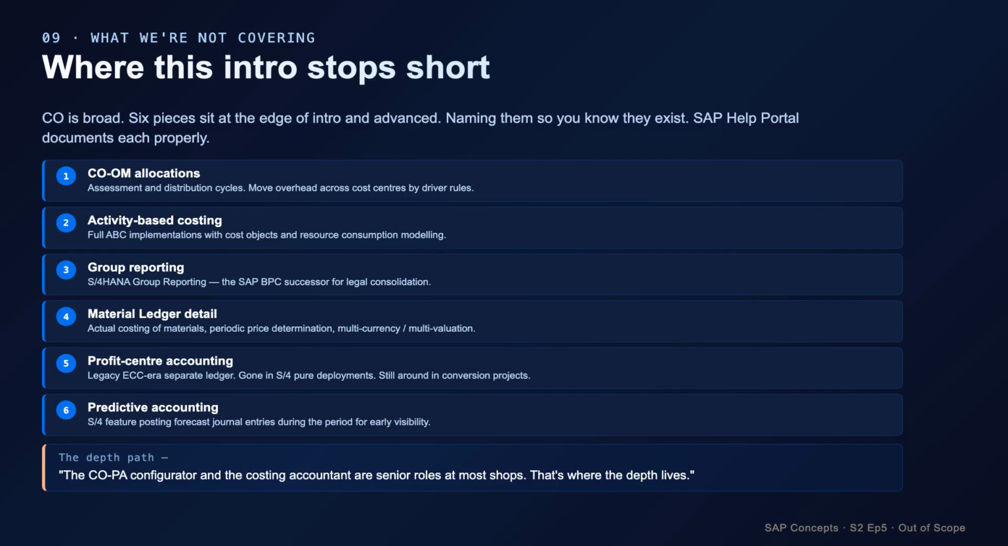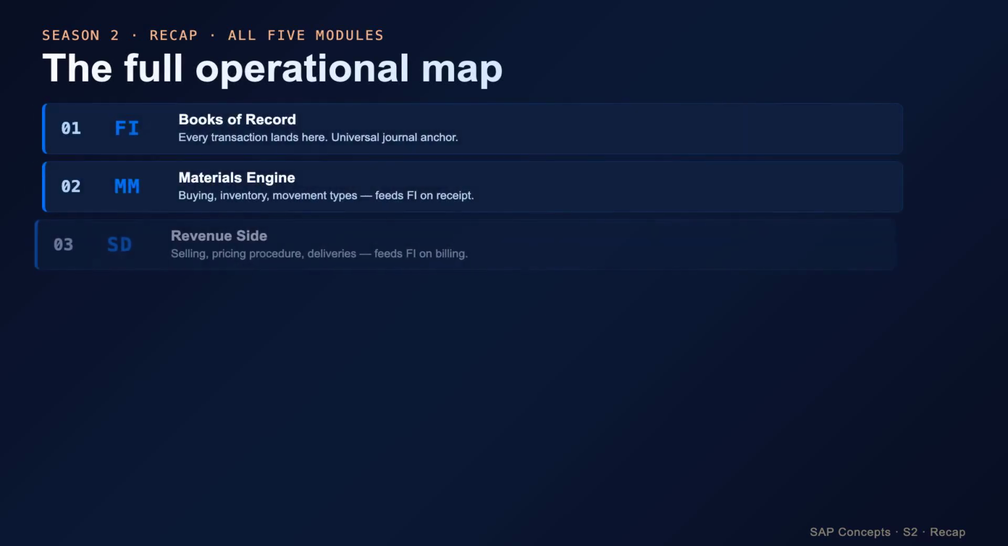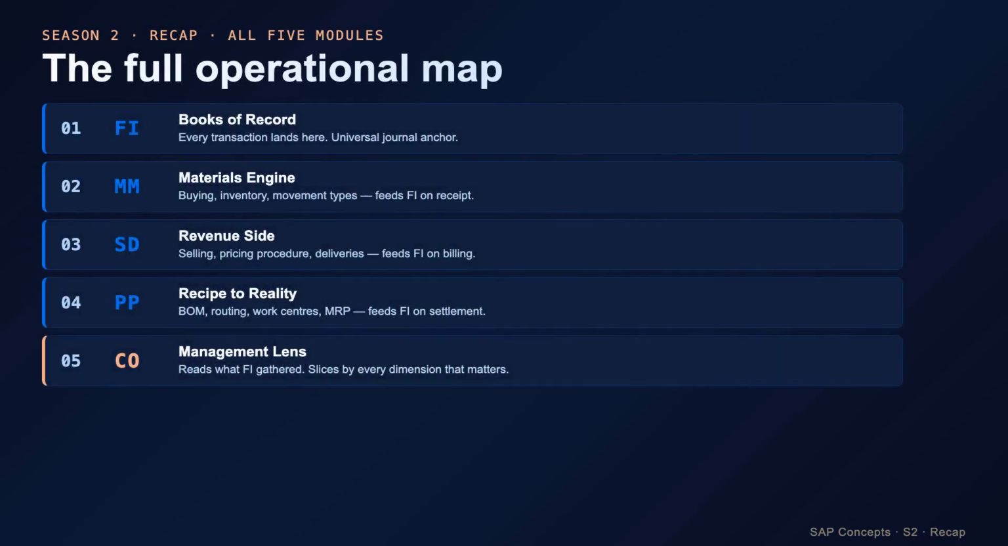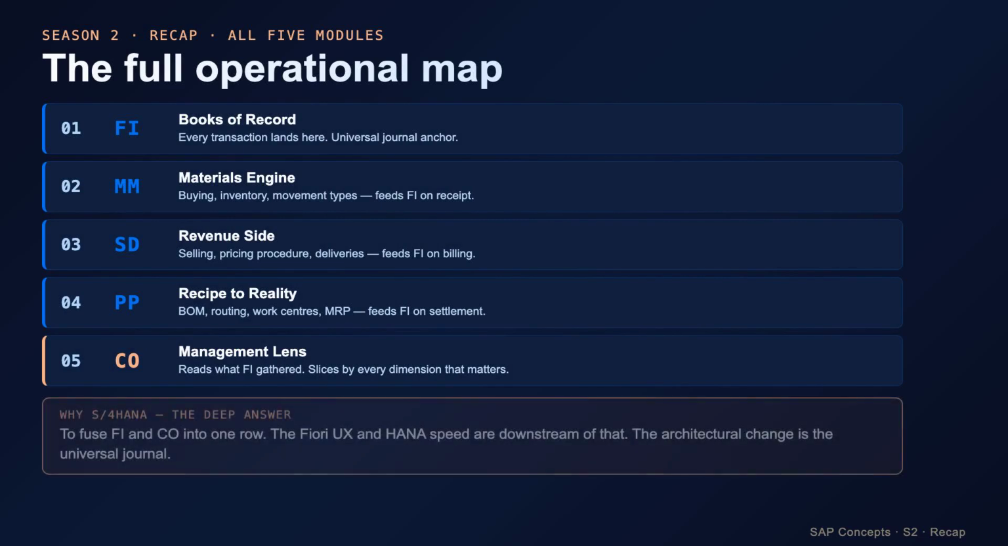Season 2 recap. 5 modules. Finance is the books of record. Materials management is buying. Sales and distribution is selling. Production planning is making. Controlling is the management lens. Together, they form the operational triangle, the financial backbone, and the analytical layer that gives all of it meaning.